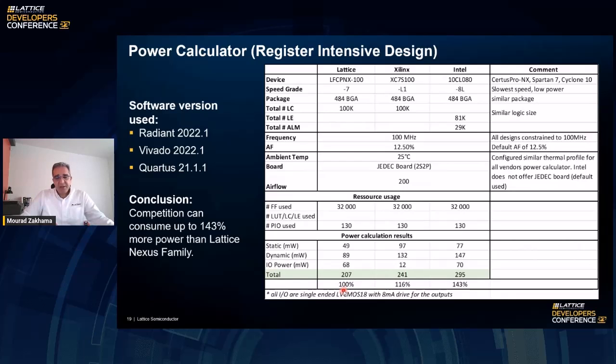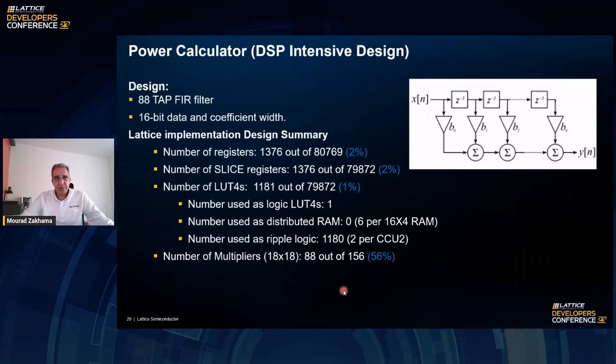So it depends on the implementation. Obviously, the power consumption is different, but we're just trying to go through different examples of implementation from different vendors. The third example we have here is the DSP-intensive design. We have an 88-tap FIR filter, 16-bit data and coefficient.